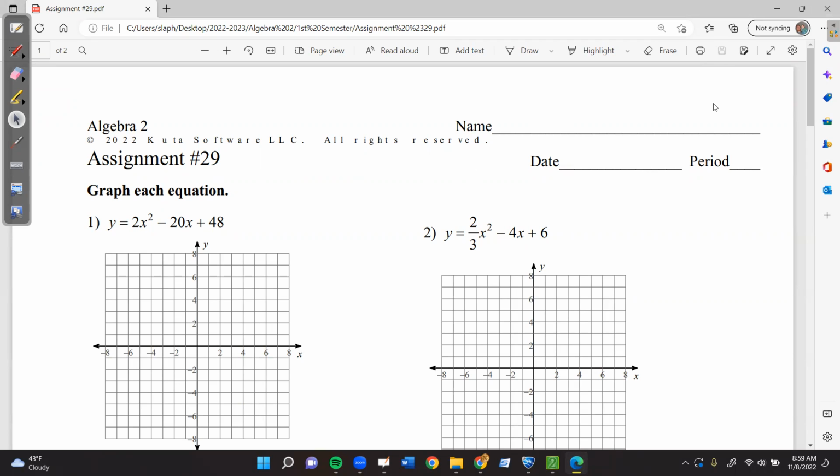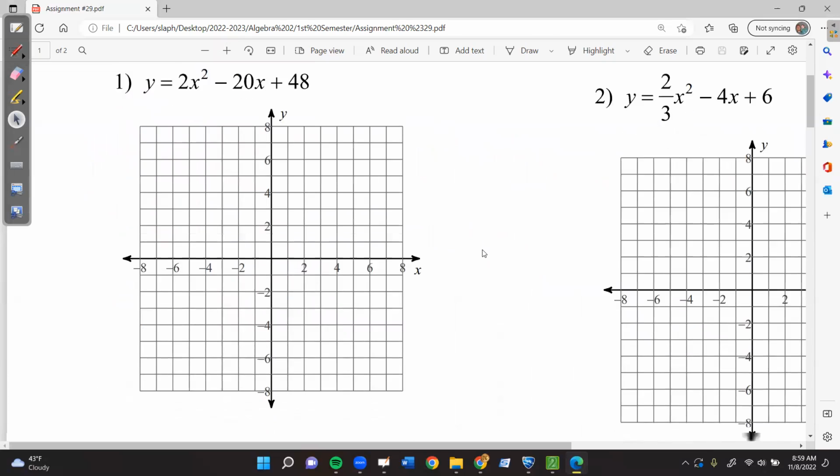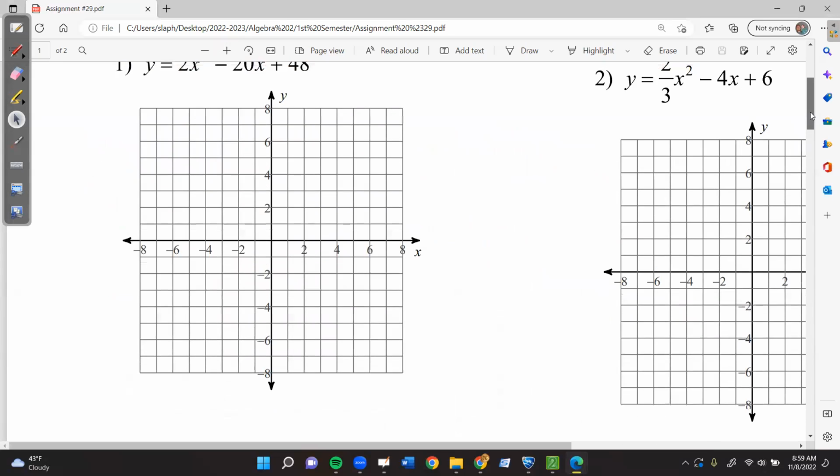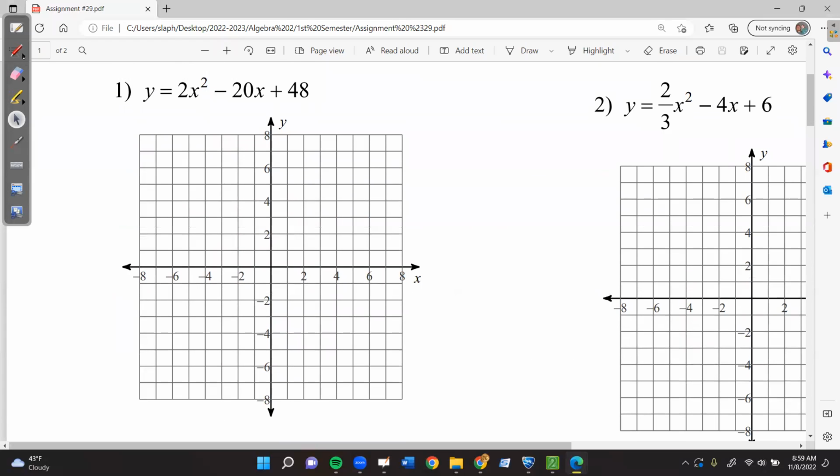So I will say this about the process. It doesn't change initially. What we learned yesterday and the day before, Thursday and yesterday, that part of it still stays the same. So we're going to go about our business as we would have before, meaning we're going to go find the vertex. And so what's my A value in number one? Right. So A is 2. And then we agree that B is negative 20.